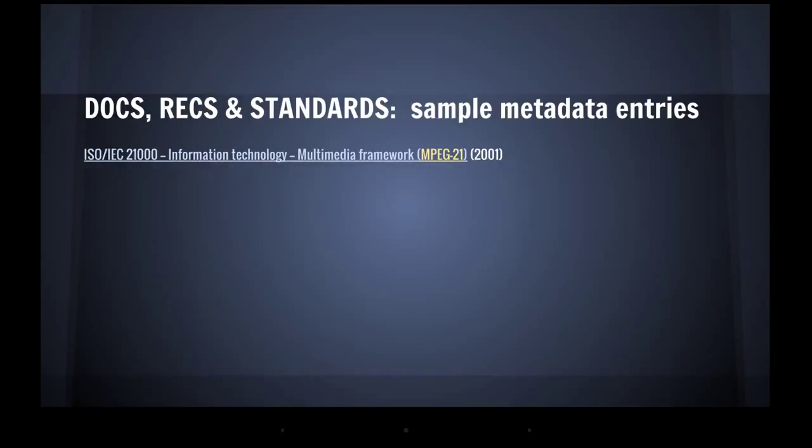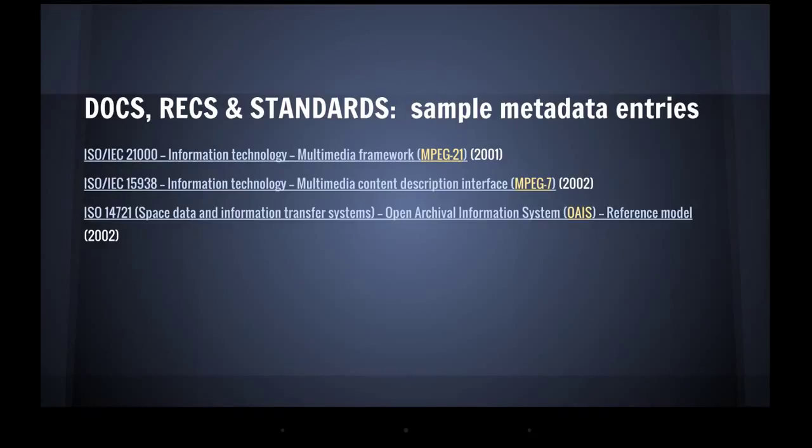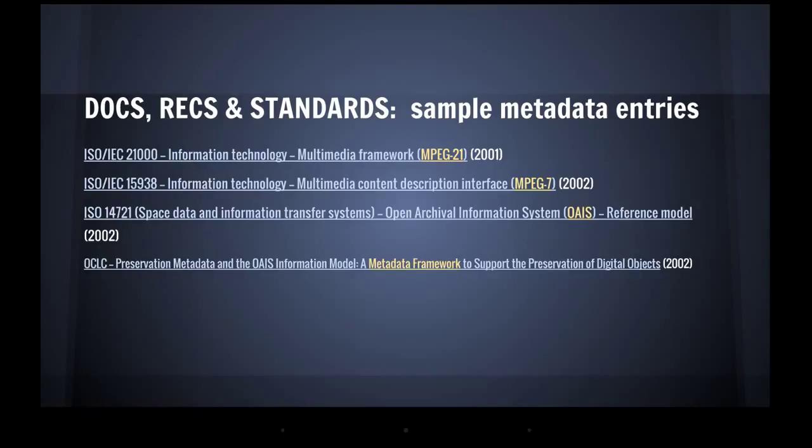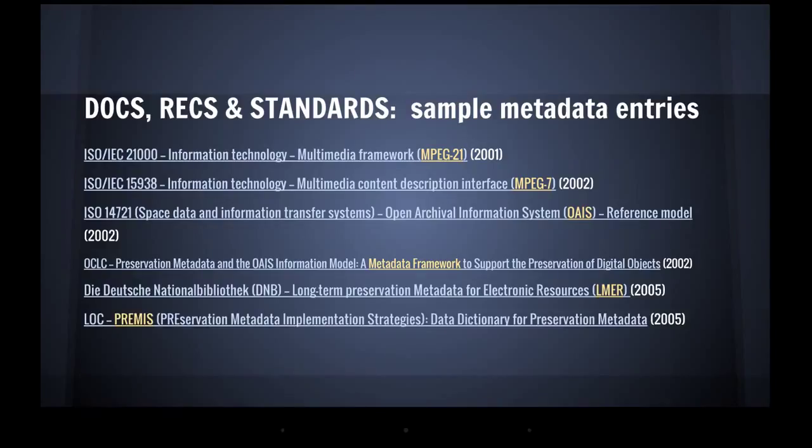Okay, here are a few sample metadata entries. So MPEG 21, MPEG 7, OAIS. This is a reference model that, again, came from the Space Systems Center. A metadata framework, which becomes important. And the OCLC is a library committee that only goes by its acronym. You can't even find its own name anymore. It's just too long. A German one here with Elmer, and Premis, again, the Library of Congress has Premis, which seems to be one of the going standards today, especially in libraries.